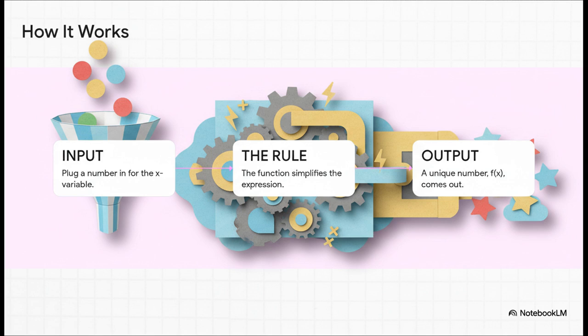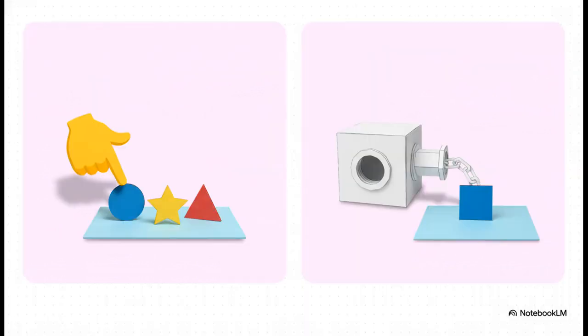Couldn't be simpler, right? Now let's talk about the official names for these things. Inputs and outputs. Your input, the x value, is called the independent variable. Why? Well, because you are independent. You get to choose whatever number you want to put in. But the output, the f of x or y value, that's called the dependent variable. And that makes perfect sense, right? Because what comes out completely depends on what number you put in.